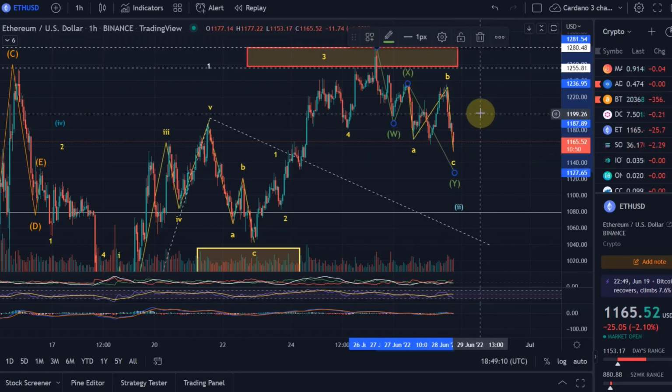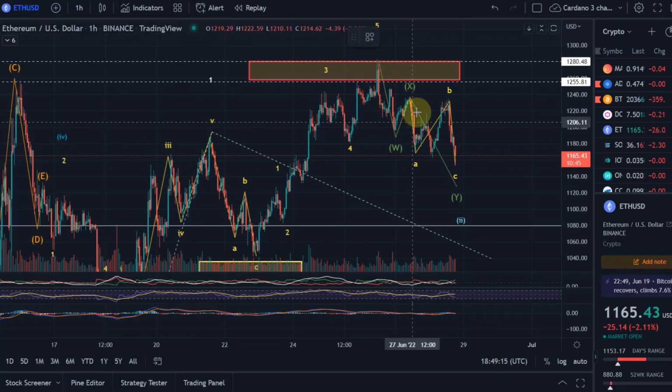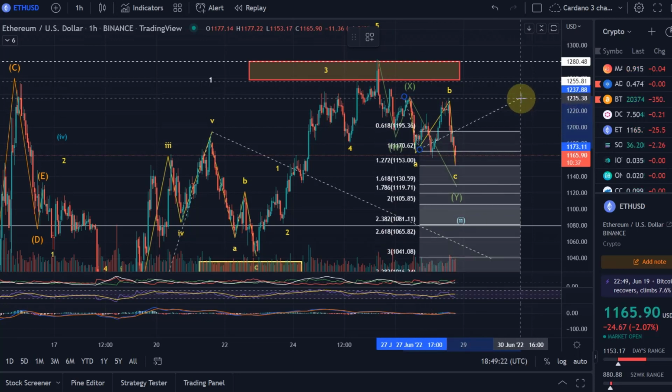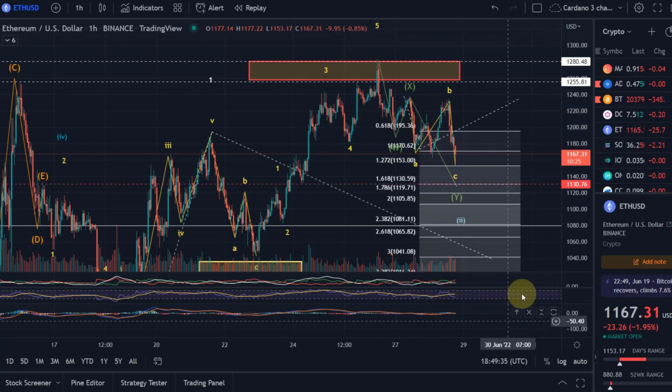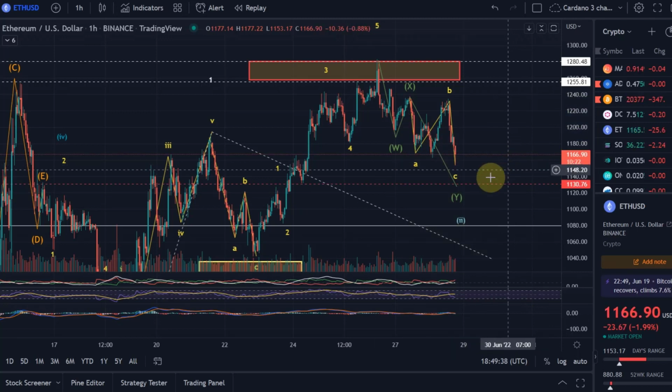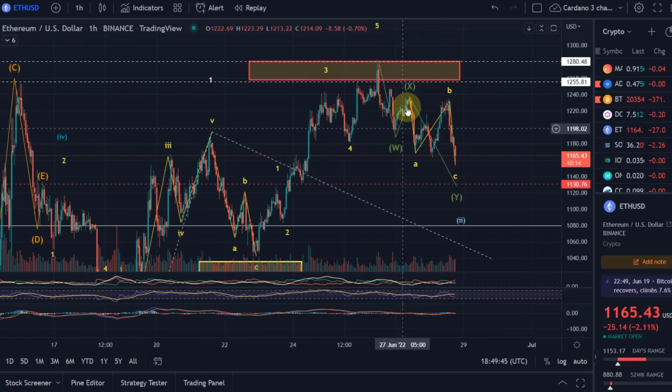There are 2 levels to watch out for now. One level is the length of the wave C. One target level to calculate: we take the length of the wave A, we add it to the beginning of the wave C, and then we're looking at the 1.618 Fibonacci extension level. That is $1,130. That is now a key target level that we look at here. That is one of them, and I'll mark it on the chart, $1,130. The other target would be the 1.618 extension level of the wave W. So this is basically here in green, the target.